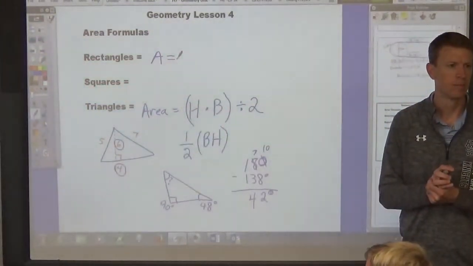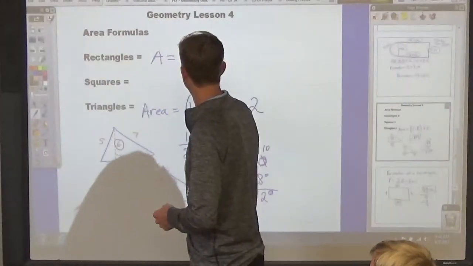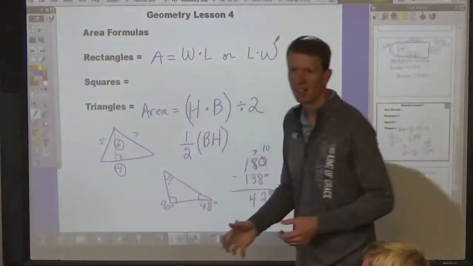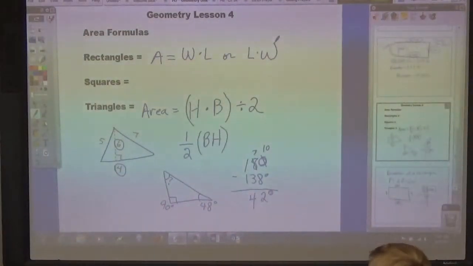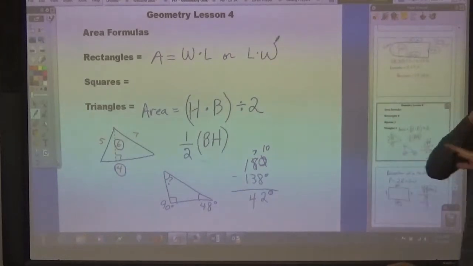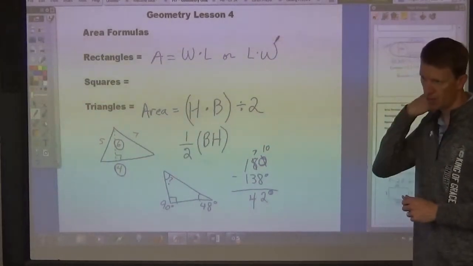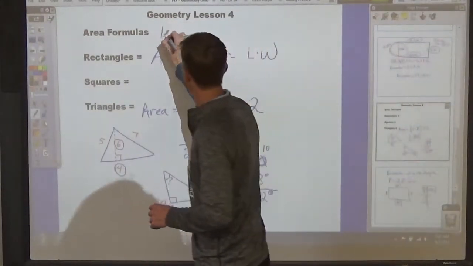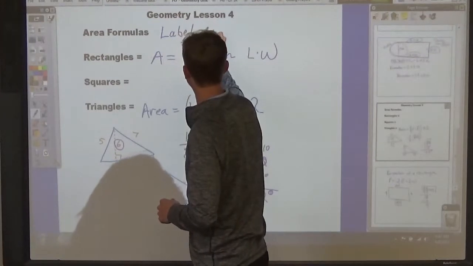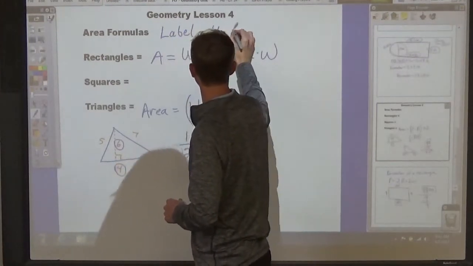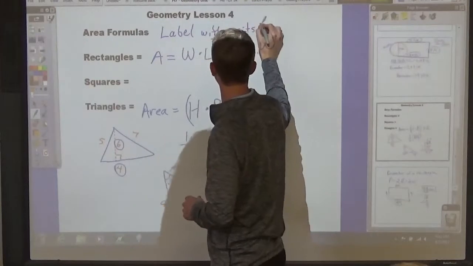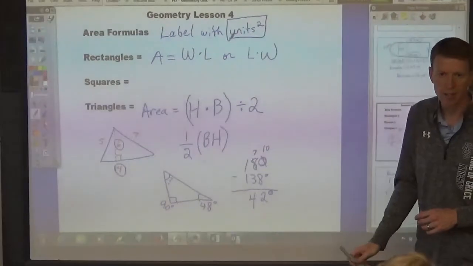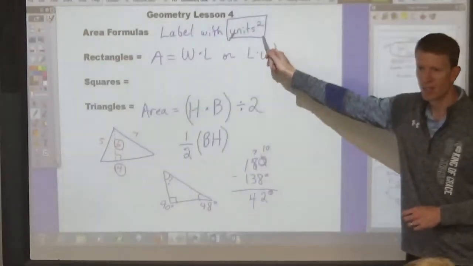So which, width times length? Width times length. Or length times width. Either one. Because multiplication is commutative. Meaning that you could switch the numbers and get the same answer. And then always label with what? Always label with what? Units squared.